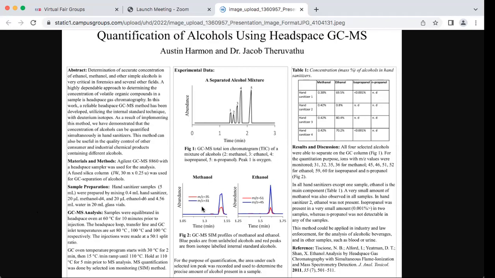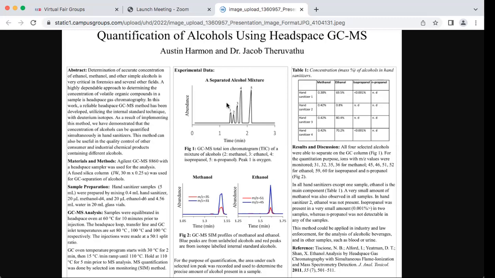In this middle part right here, this is methanol, and the blue line is the ion for the regular methanol, and the red peak is the ion for the methanol isotope, or methanol D4. And this one is ethanol. The blue line is regular ethanol, and the red line is ethanol D6 isotope.